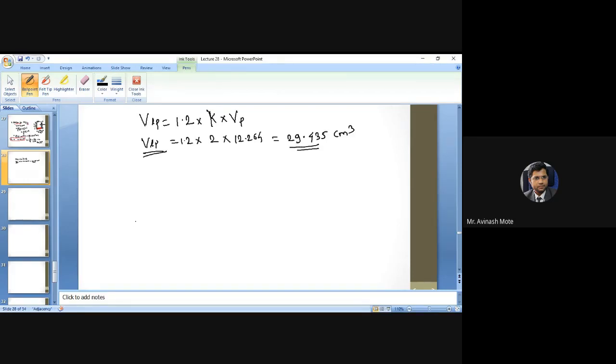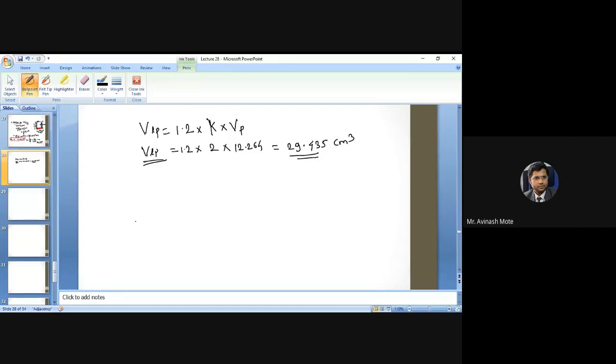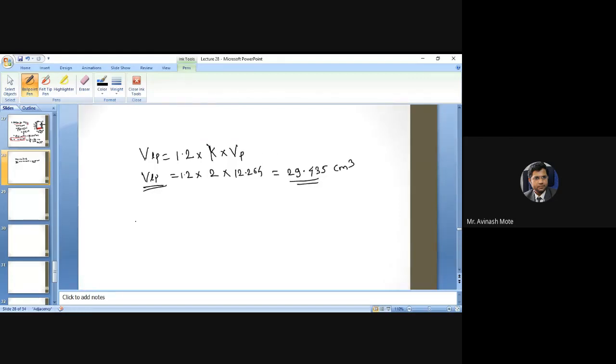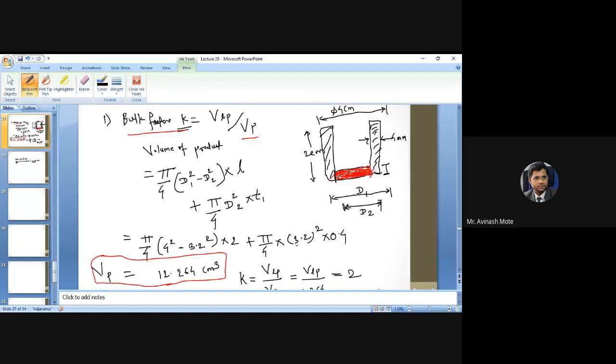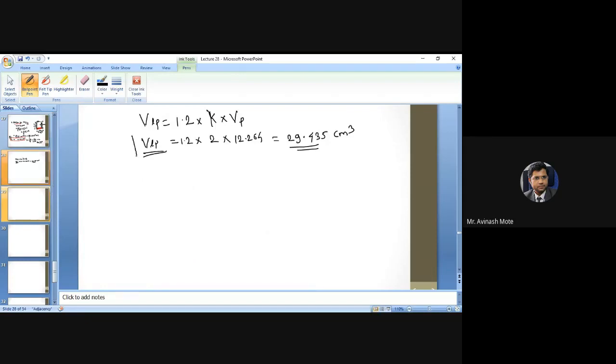Now second one, your first calculation is this one, volume of product. Second calculation is this one, volume of loose powder. Okay, now the third one. So third one is the calculation of land dimension.